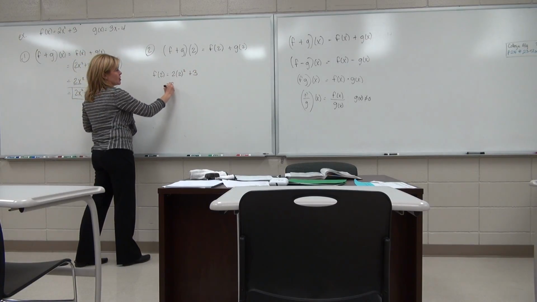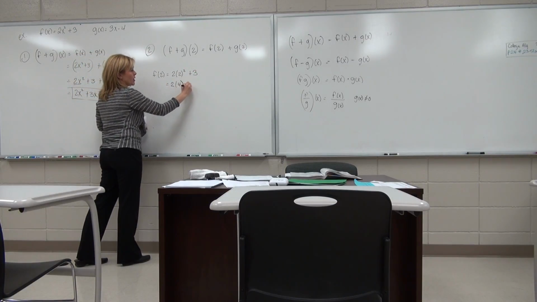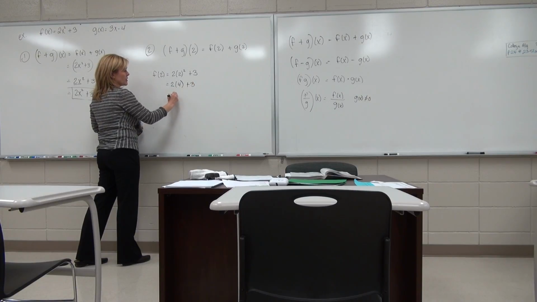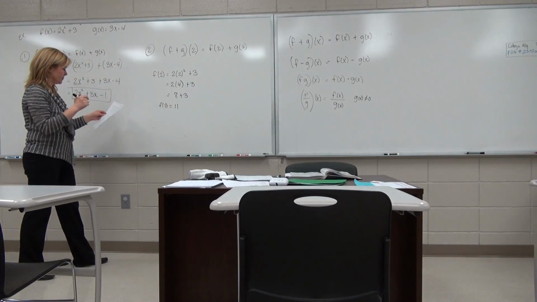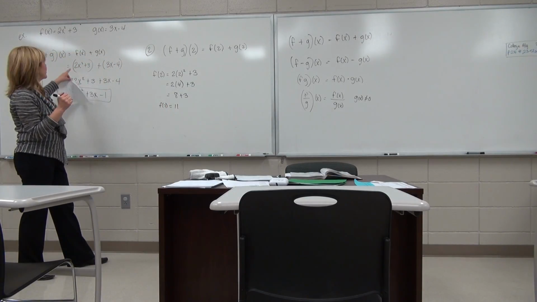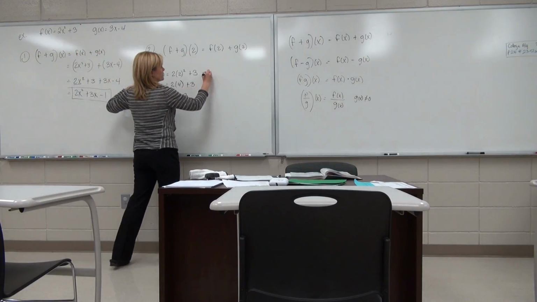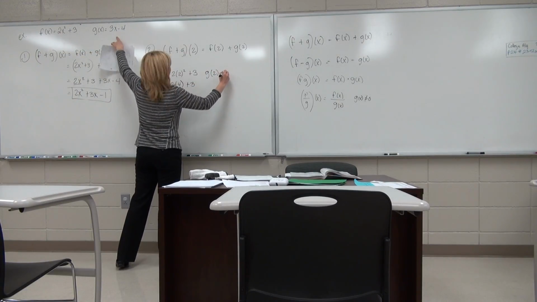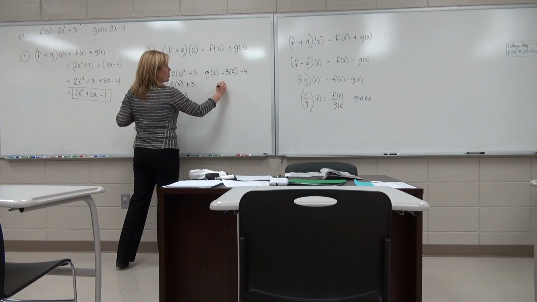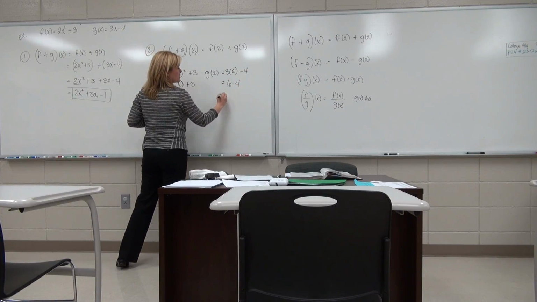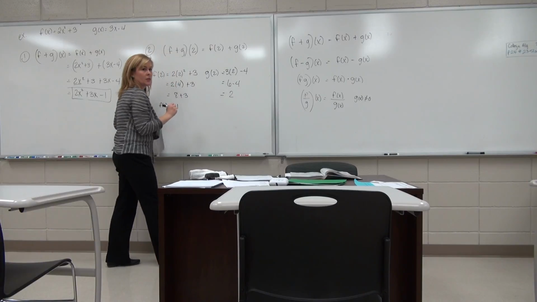So I would say that's 2 times 2 squared, which is 4 plus 3, or 4 times 2 is 8 plus 3, which is 11. So f of 2 is 11. Now let's find g of 2. Well, that would be 3 times 2 minus 4, or 6 minus 4, which is 2.